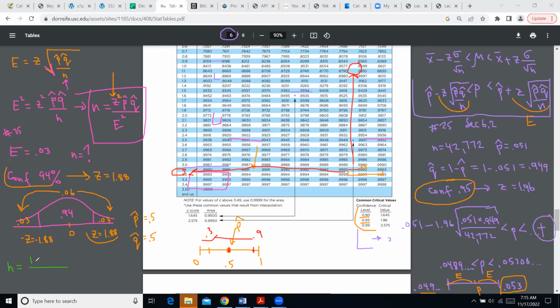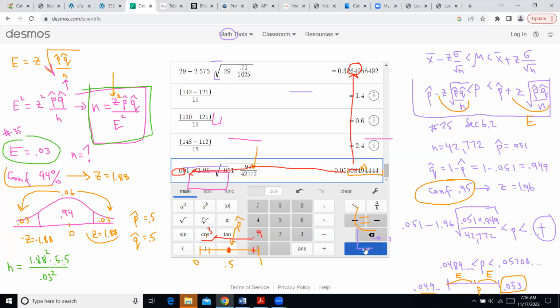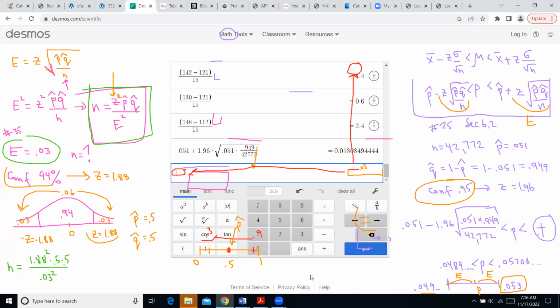So now I plug in the formula above, which is right here. Instead of Z, 1.88 that I square, then we multiply this by 0.5, and then again by another 0.5. And then we divide this by square of error, and they gave it to us. That's 0.03. And we'll get the sample size. I just want to make sure I put squares here. So let's put this in a calculator. It's too messy. Let me clean this a little bit first.